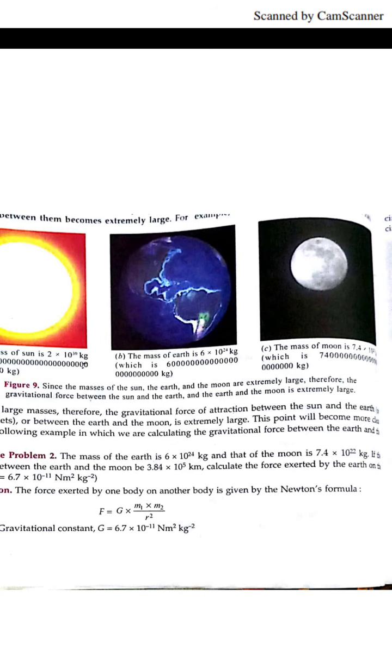So the product of these masses will also be a large value, so the gravitational force value will also be large. So we can say that a large gravitational force will be acting between the sun and the earth, as well as on the moon and the earth also.